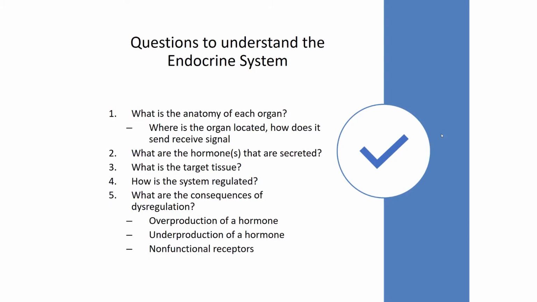So when you're talking about the endocrine system, and you're talking about the traditional endocrine system specifically, you have to ask yourself 5 questions to really understand how that hormone and that gland work. So the first is, what is the anatomy? Where is it located? How does it send and receive a signal? I mean, that's really important. How does it know to secrete the hormone? What controls that level of hormone secretion? So a lot of that is very important.